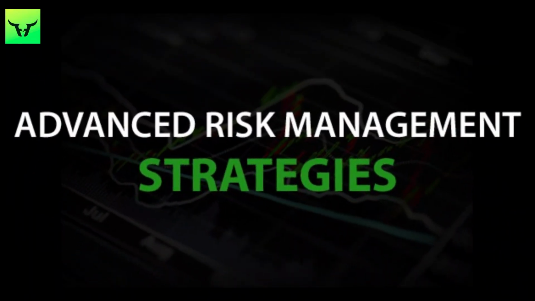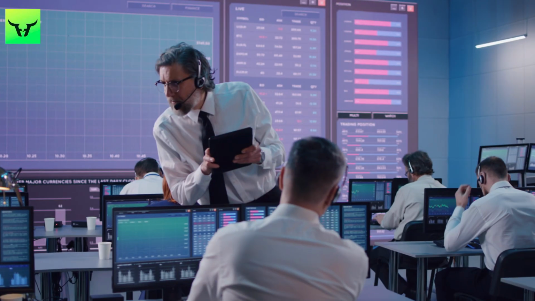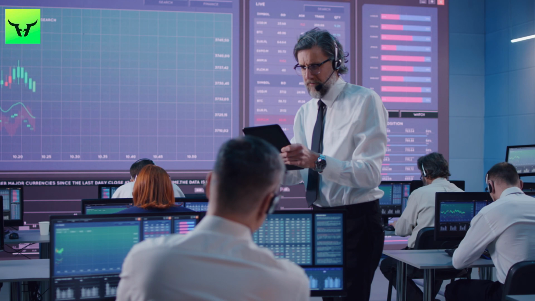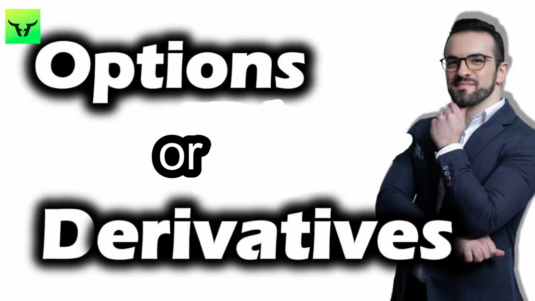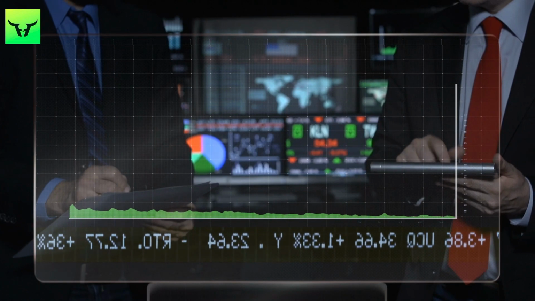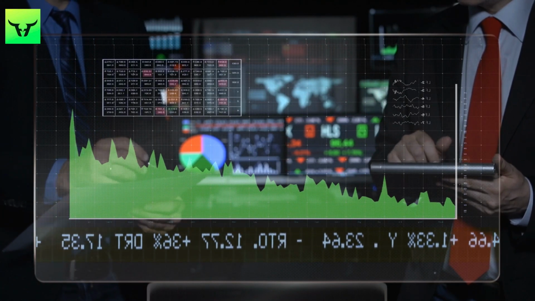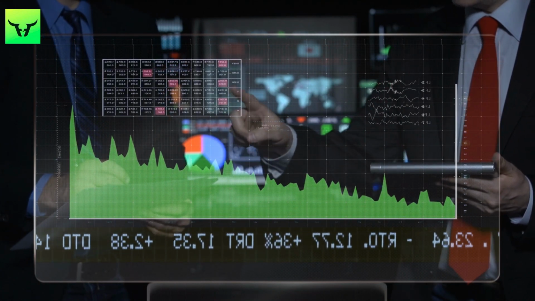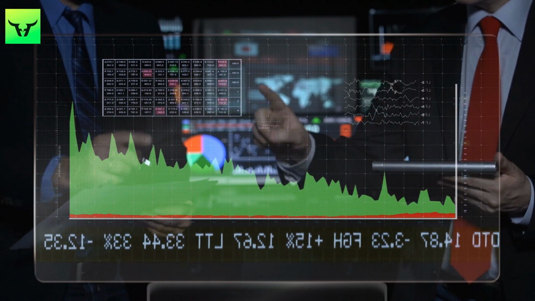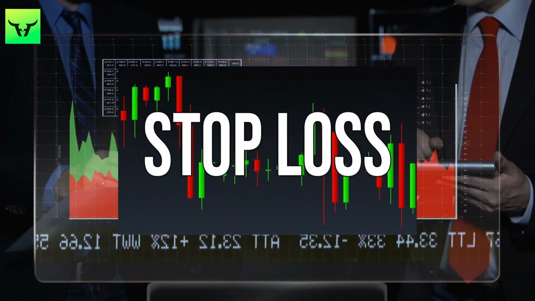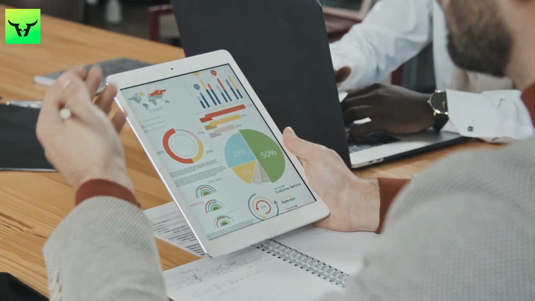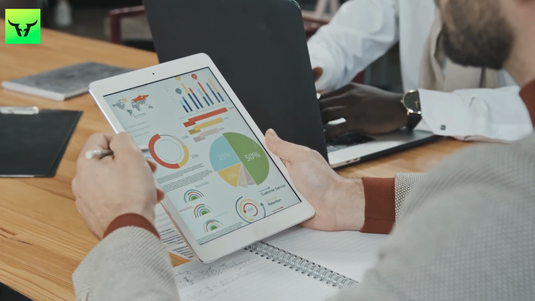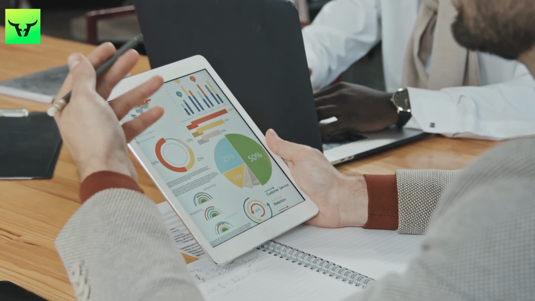Advanced risk management strategy. While risk management is essential, professional traders frequently use complex risk reduction techniques. This could involve using options or derivatives to hedge against adverse market movements, implementing advanced position size techniques based on fluctuation analysis, and employing dynamic stop-loss systems that adapt to market conditions. These strategies seek to save capital while increasing profit potential.